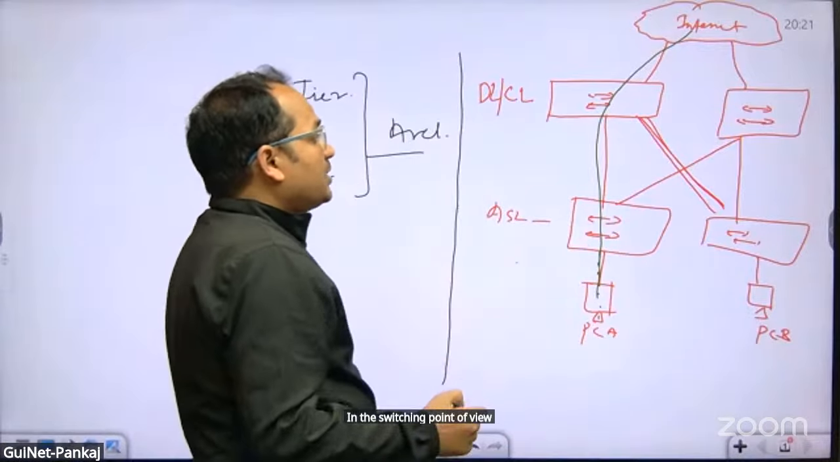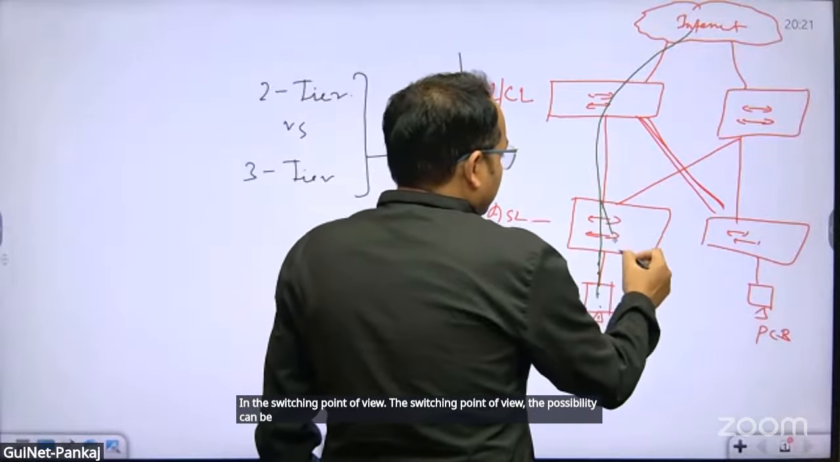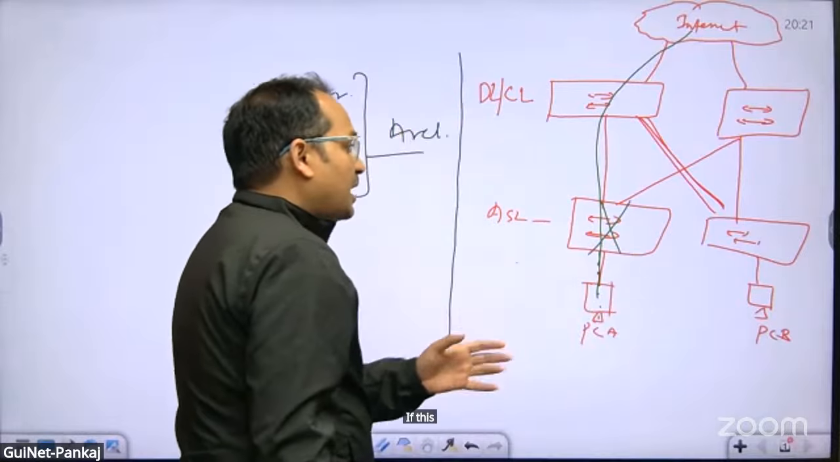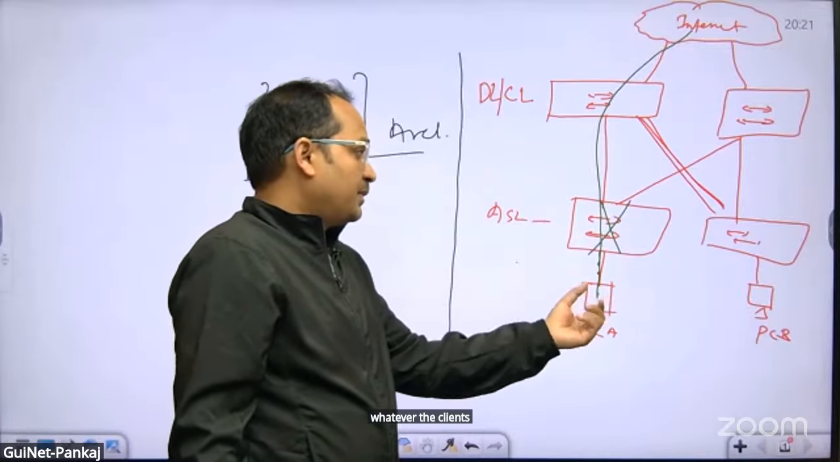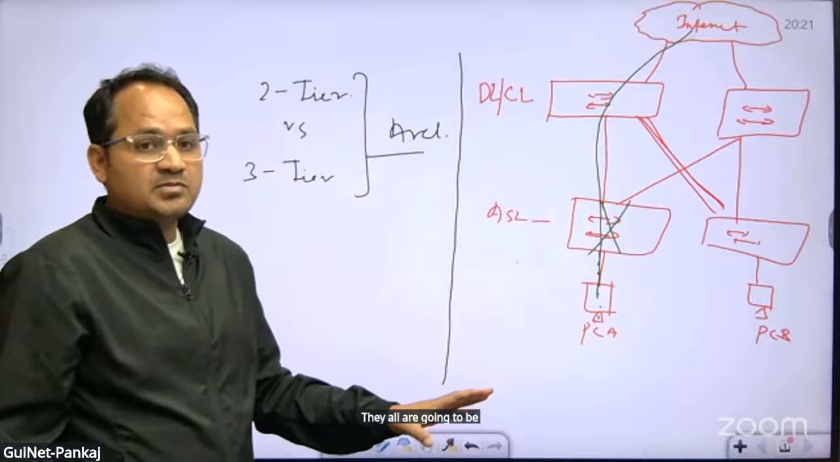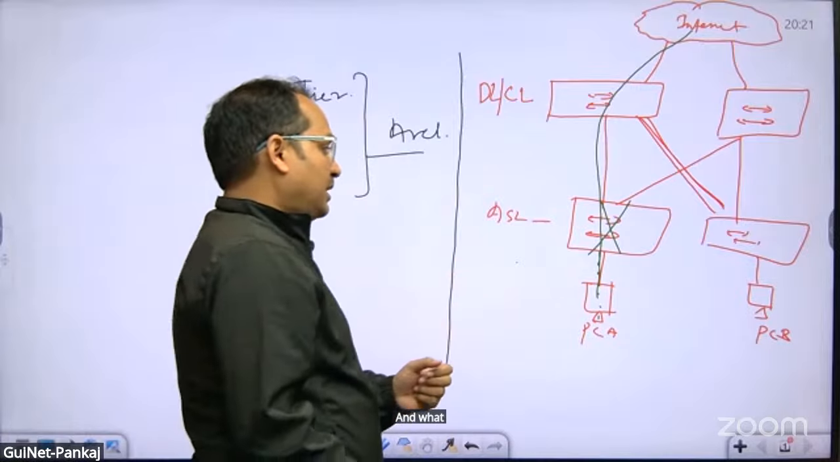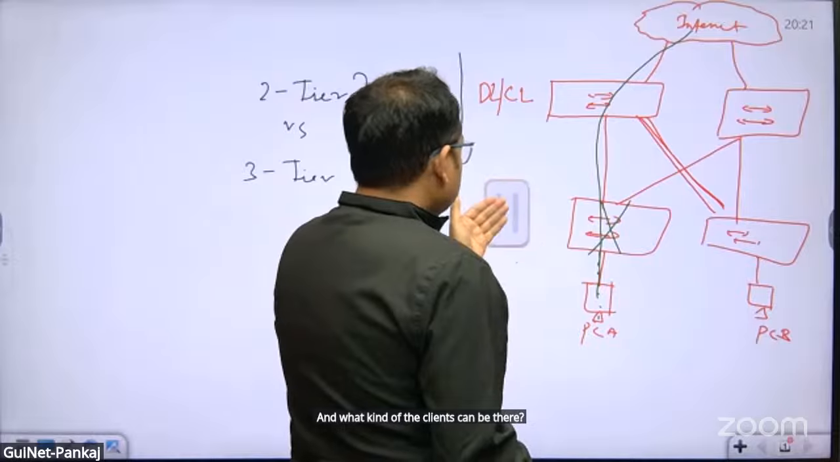From the switching point of view, there is a possibility that this switch can fail. If this switch fails, what is going to happen? Whatever clients are connected on this switch, they are all going to be detached from the network. And what kind of clients can be there on this access layer?